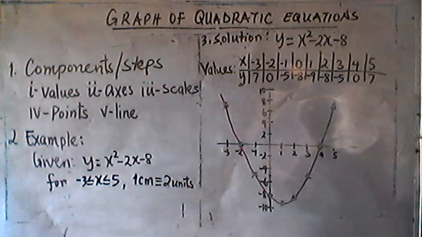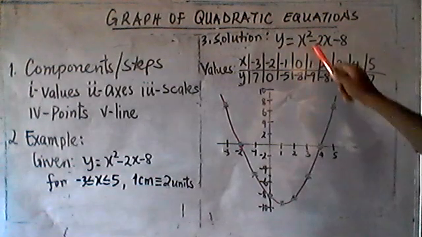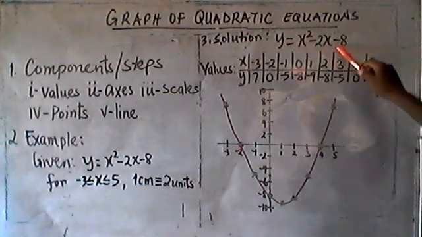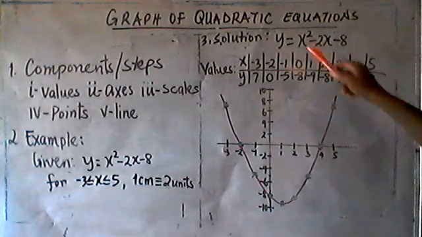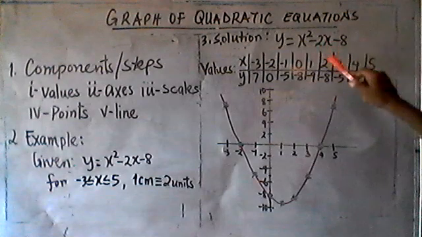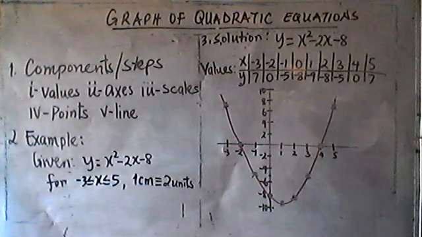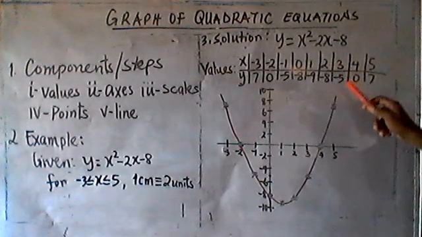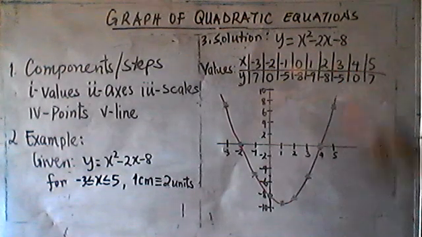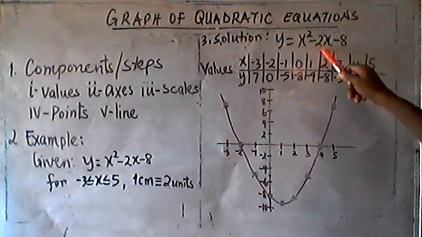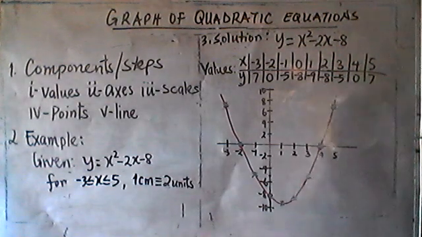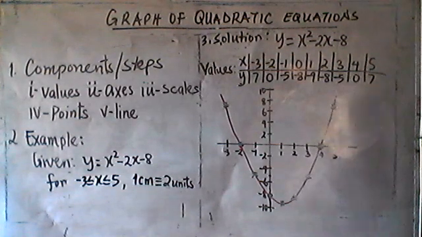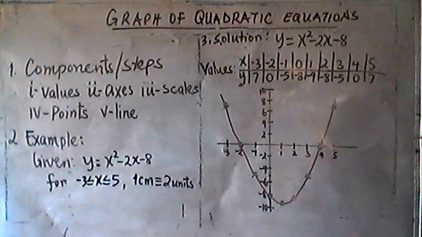When x is minus 1, minus 1 squared minus 2 times minus 1 minus 8, and that will give you minus 5. When it is 1, 1 squared minus 2 times 1 minus 8, and that will be minus 9. 4 squared minus 2 times 4 minus 8, and that will give you 0. Same thing applies to the other ones. Those are the values generated using the equation and the range of values.